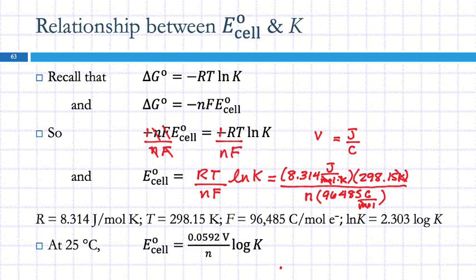Don't ask me why, but electrochemists use the base 10 log here. Thermodynamics uses the natural log. So you can convert these. The natural log of something is equal to 2.303 times the base 10 log. So instead of ln K, I'm going to write 2.303 base 10 log of K. That's just a math thing. I'm not going to make you do this.